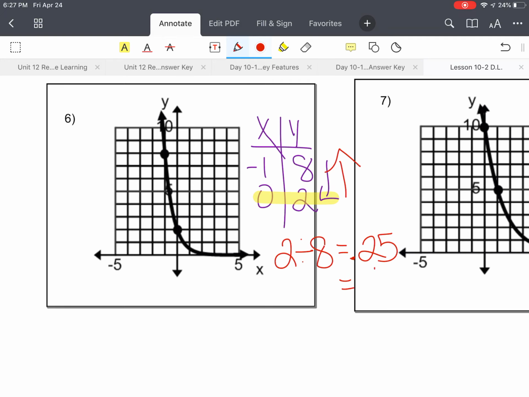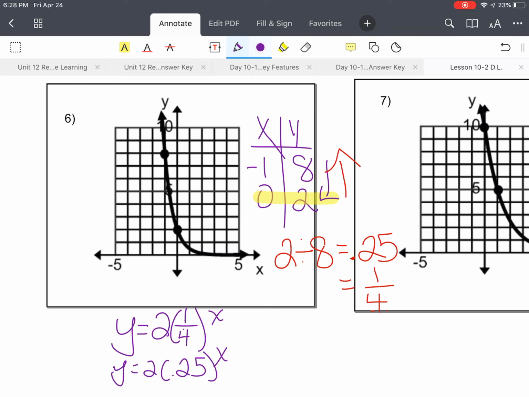You can make it a fraction. If you want to leave it as 0.25 because the decimal does stop, that's okay. 1/4 I meant to write, I'm sorry. So let's write this out. Y equals 2, parenthesis, either 0.25 or 1/4 in the parenthesis to the x. Actually, I'll write it both ways. Okay. This is a decay because the graph is going down and because 1/4 or 0.25 is less than 1.